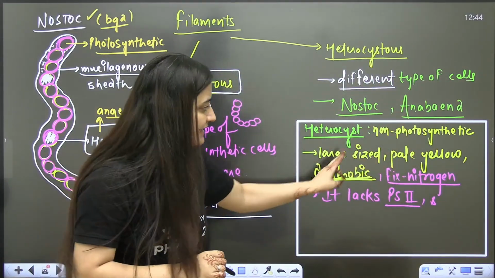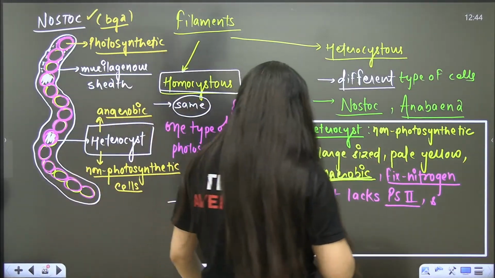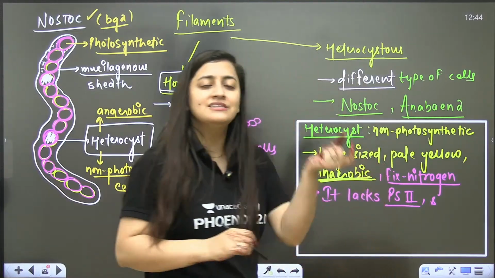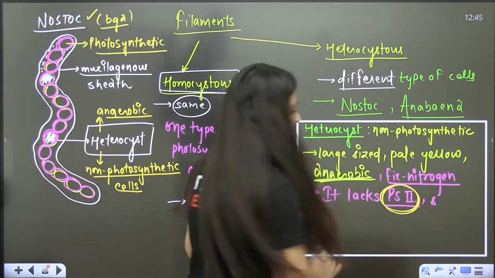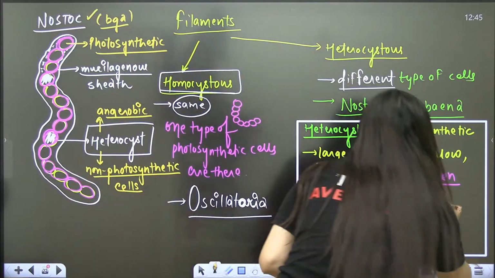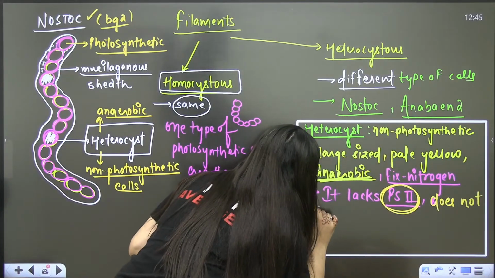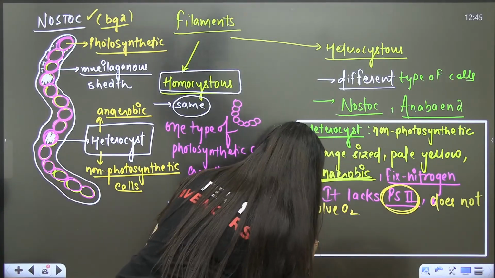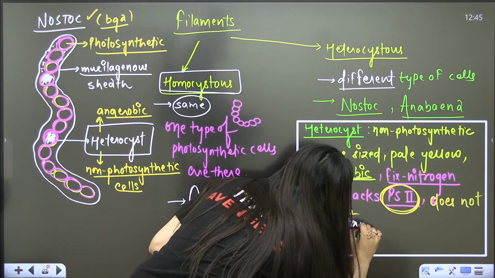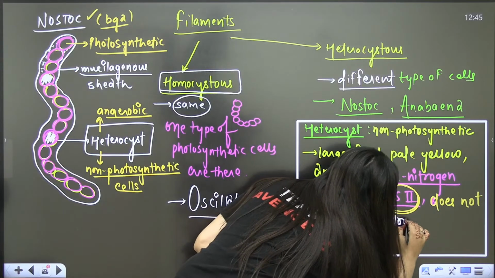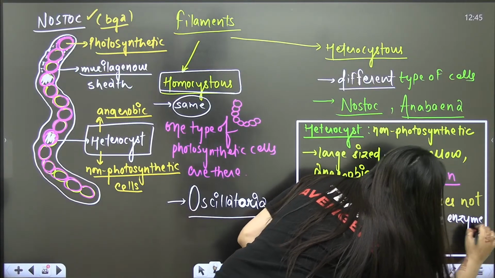Heterocyst: non-photosynthetic, large size, pale yellow, anaerobic, fixes nitrogen. It lacks photosystem 2. Right now, if you don't know this, we will discuss it in the chapter on photosynthesis. So right now you can include it in your notes. It lacks photosystem 2, so it doesn't evolve oxygen. It contains the nitrogenase enzyme, the enzyme that fixes nitrogen.